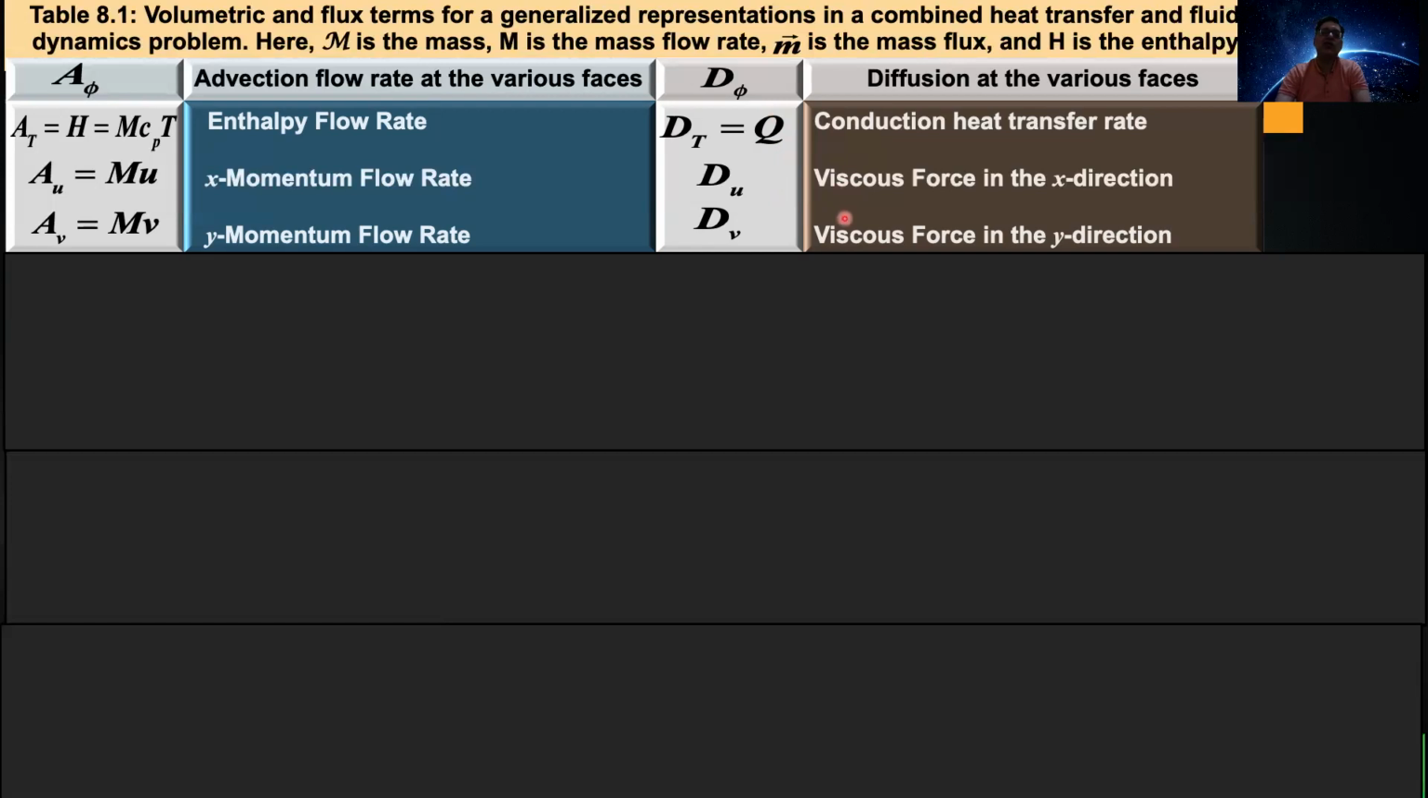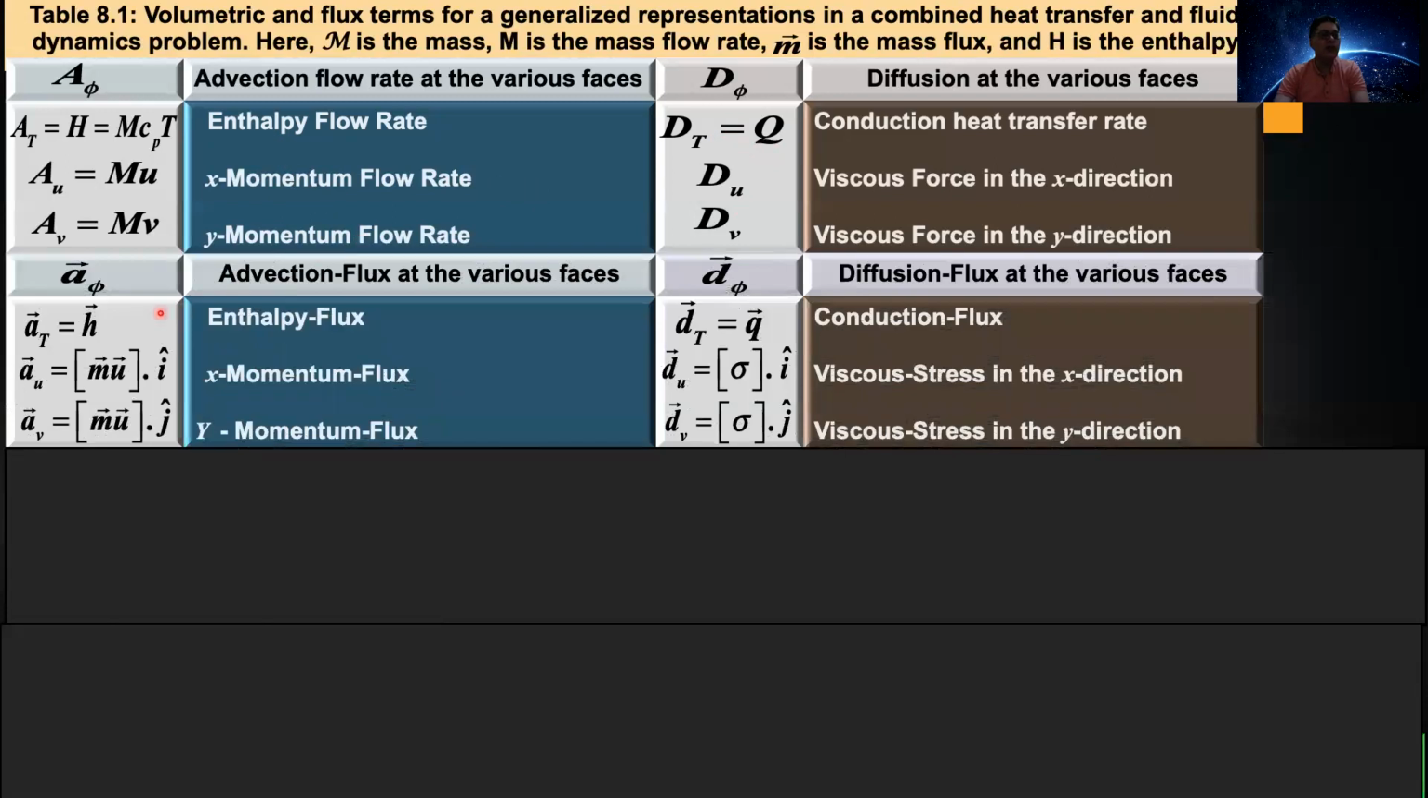The viscous stresses are expressed as mu times the normal gradient of velocity, and the heat flux is expressed as minus K times the normal gradient of temperature. So the expressions for the viscous flux, the viscous stresses, and the conduction flux are very similar, and the expressions for the enthalpy flux, x momentum flux, and y momentum flux are shown here.